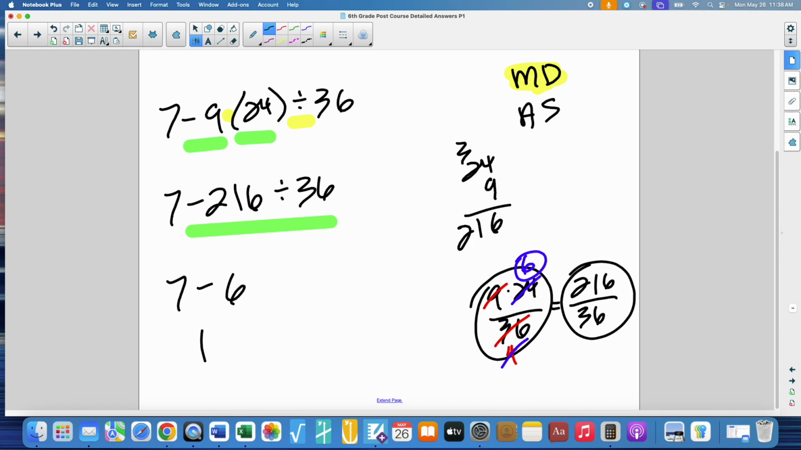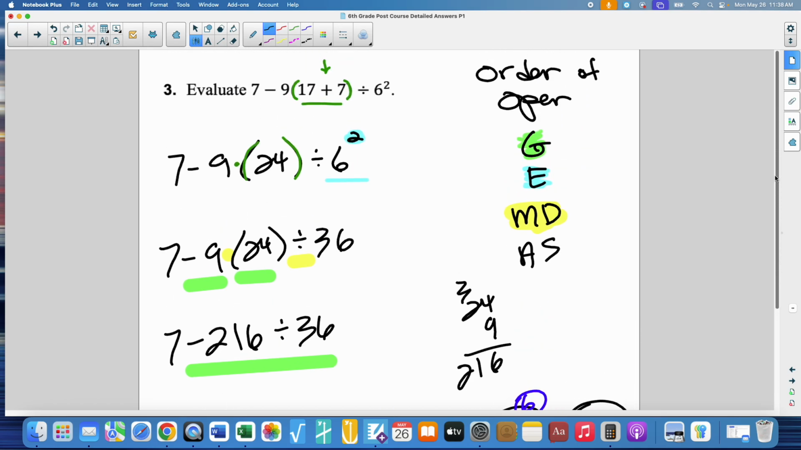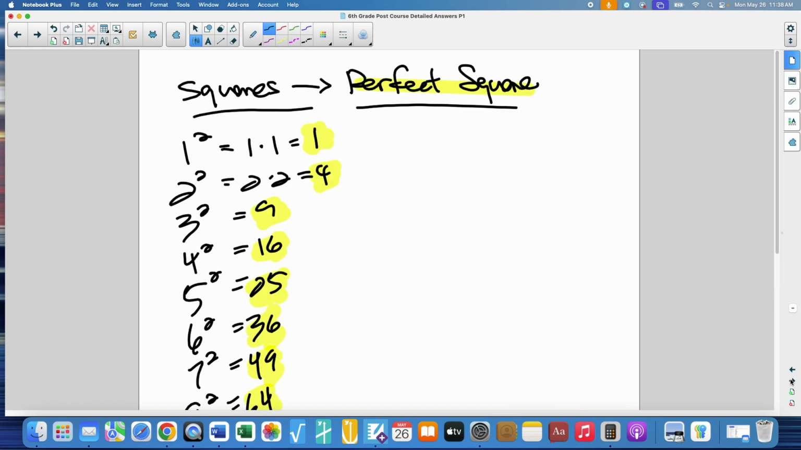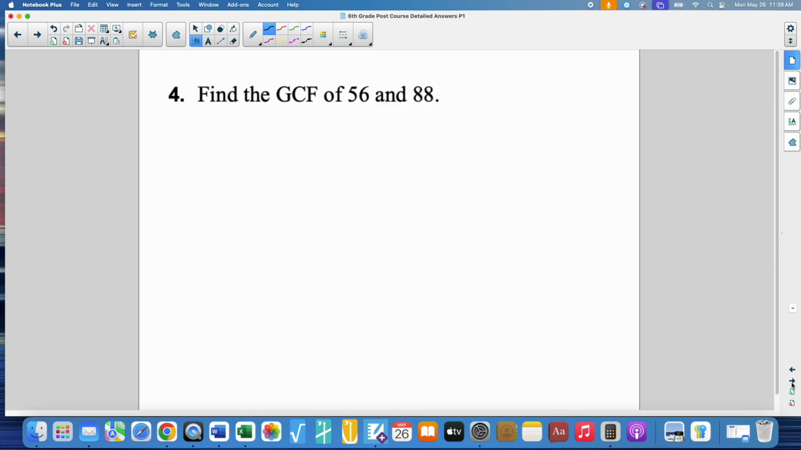Lots of information there, lots of tricks, lots of techniques in order for you to be successful. Alrighty, let's look at number 4, GFC.